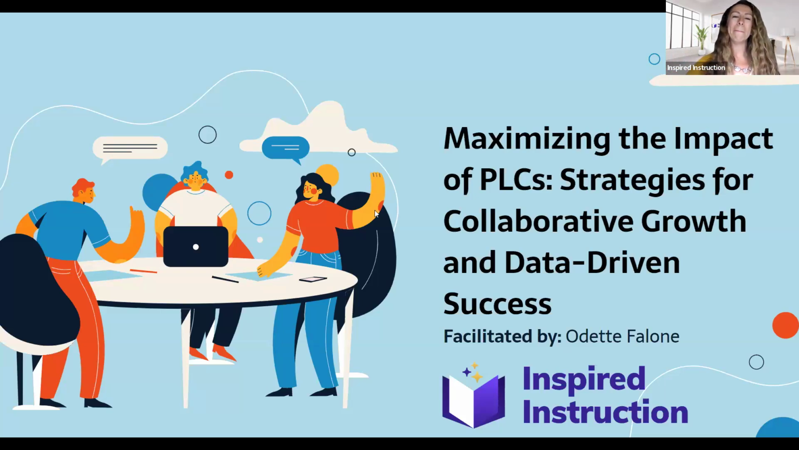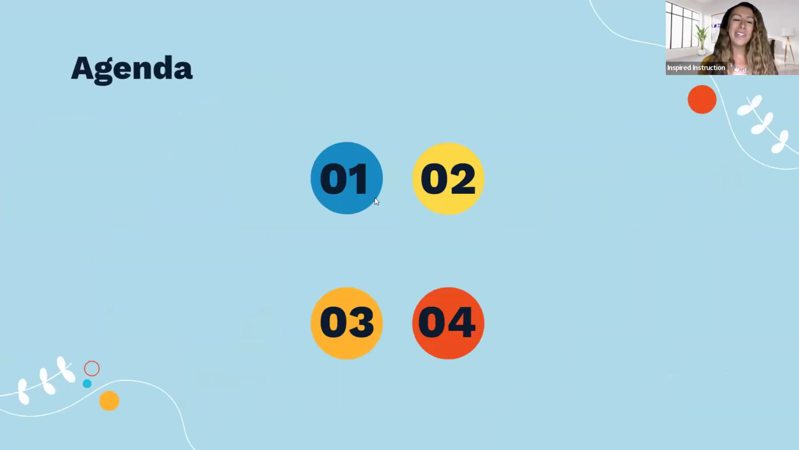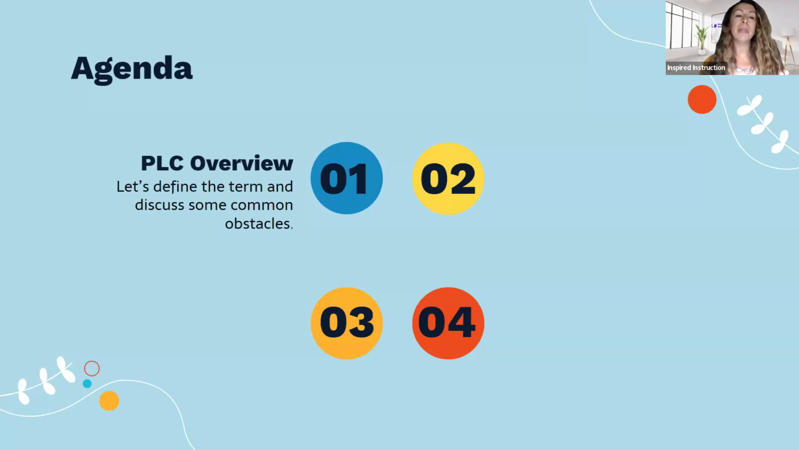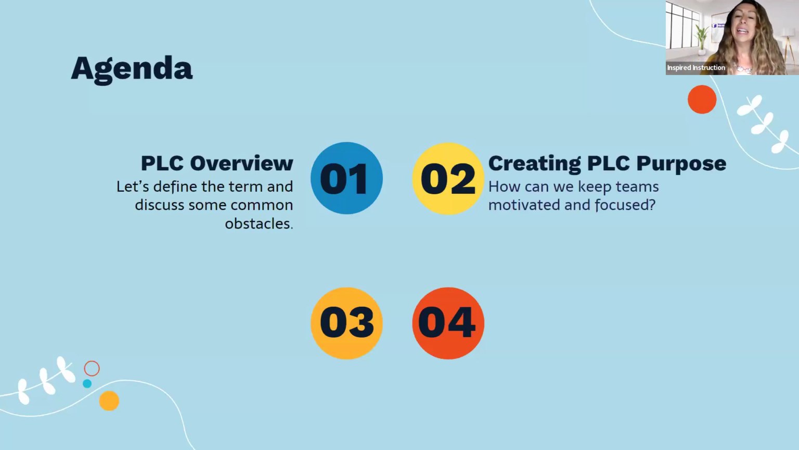So let's get started. Our agenda this afternoon consists of 4 parts. We are going to start with just a quick PLC overview. We'll define the term and discuss some of the common obstacles that come along with planning and implementing PLCs in your schools. Secondly, we will begin to dive into what it means to create a PLC purpose. This really helps with how we can keep teachers' eyes on the prize and focused and motivated on what the goals are of your professional learning communities in your building, and helping them see that success that we're expecting.